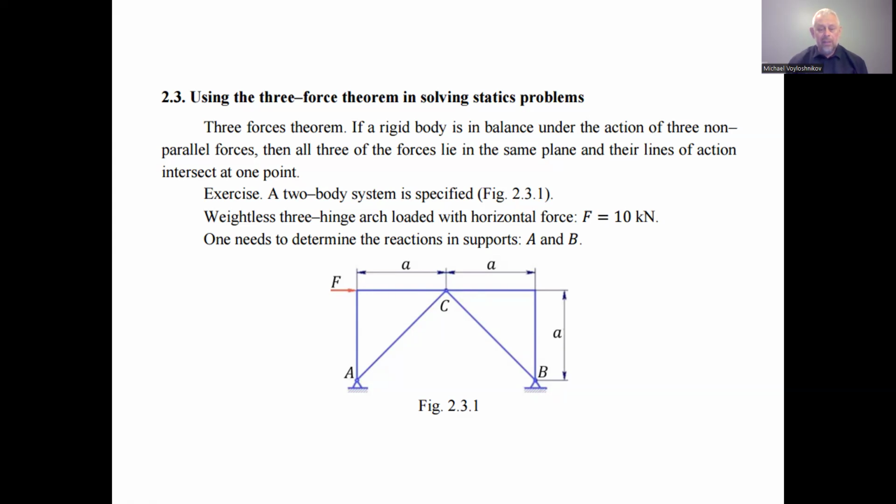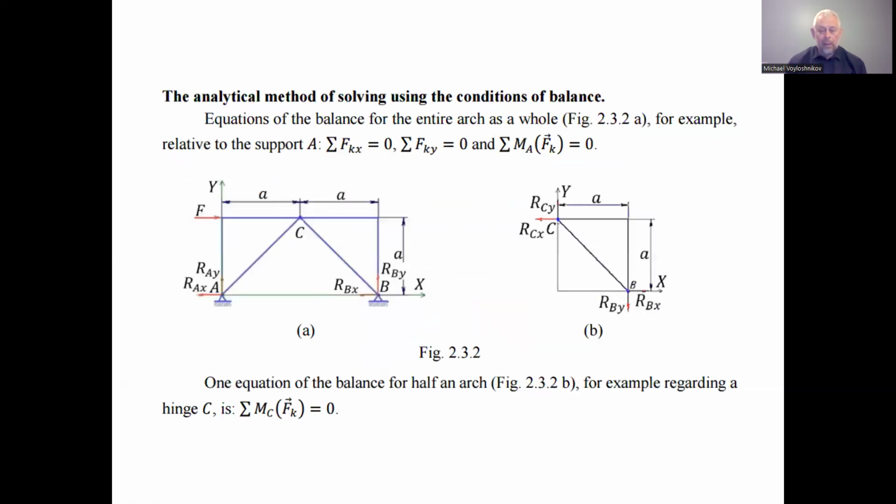And if the mechanical system is in balance, that's why the forces acting on the mechanical body are in the same plane and the lines of action of the forces intersect in one point. The analytical method we can use to define the conditional balance of the mechanical system. This system, we say arch, consists of two semi-arches, or half arches, two half arches.